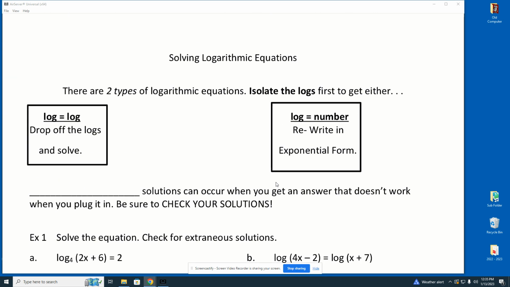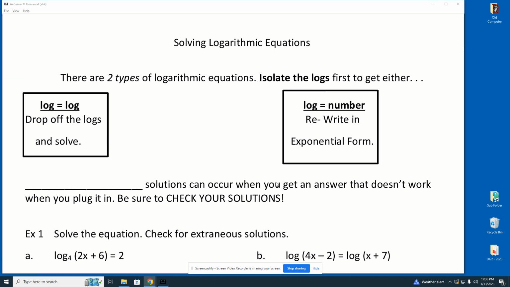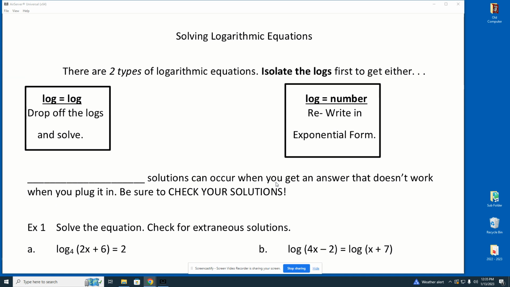All right, so there it is. Here's our two methods. If it's log equals log, so if I have log on both sides, what do I do? I drop the logs. But if it's log equals a number, what am I going to do? I'm going to turn it into an exponent, and then that will give me the ability to solve. Now listen, sometimes with logarithmic equations, they have what they call expanded equations, where they have some logs that are separate from each other and you have to put them together. When that happens, sometimes your answers are what we call extraneous.